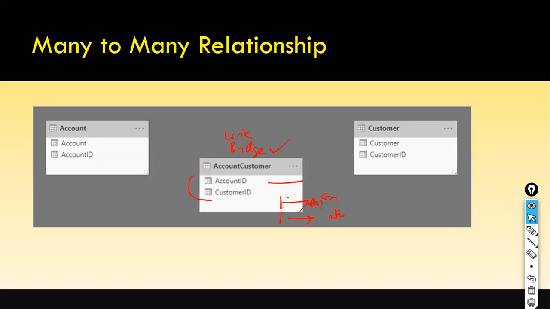Since this is a bridge table, you can have many records here. You can have many values in the account ID as well as the customer ID. This is kind of a foreign key. So in this case, we have created one-to-many relationships. This is the one side, this is the many side. Both these tables, the account and customer table, will have a one-to-many relationship with this bridge table.